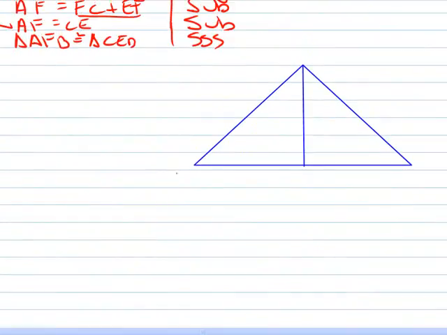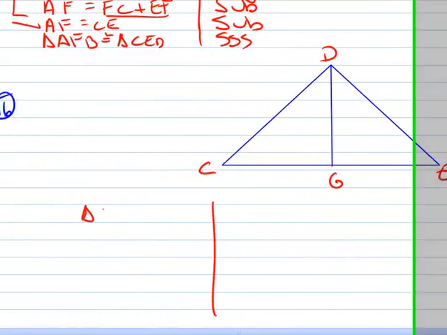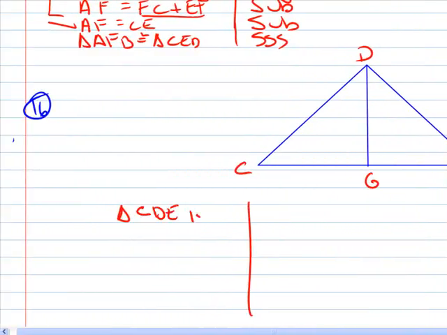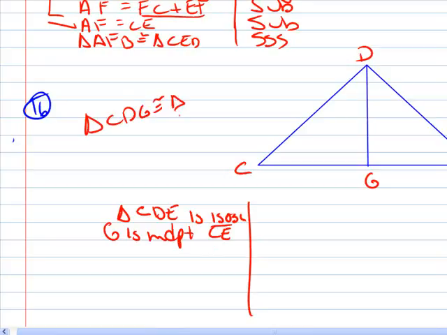And 16 was a C, it was a D, G, and E. 16, we have some stuff. We have triangle CDE is isosceles. And it also tells us that G is the midpoint of CE. And that's it. And somehow, with that information, we're supposed to be able to say that CDG is congruent to EDG.